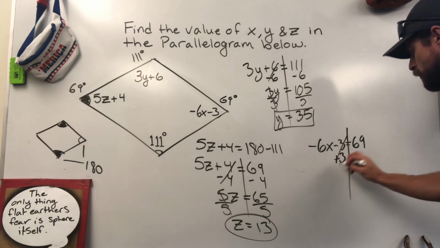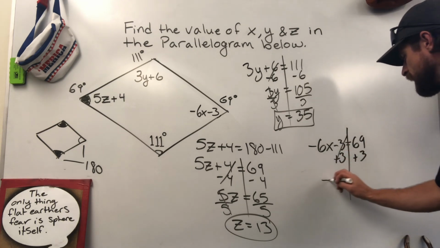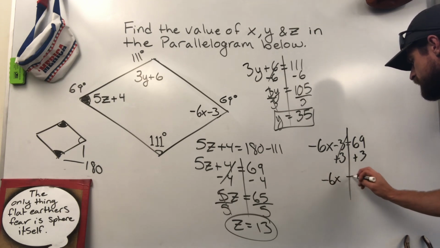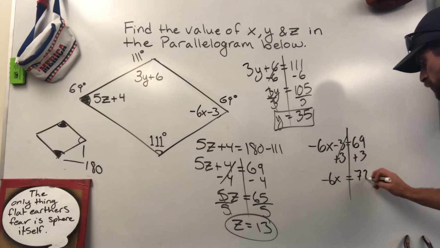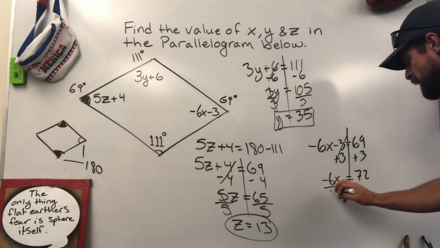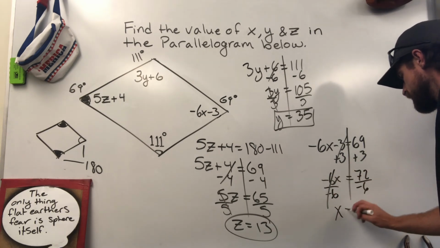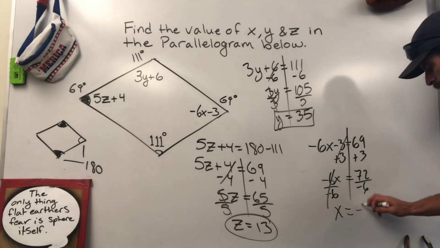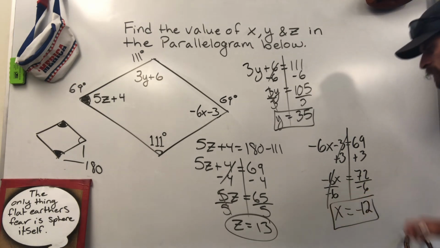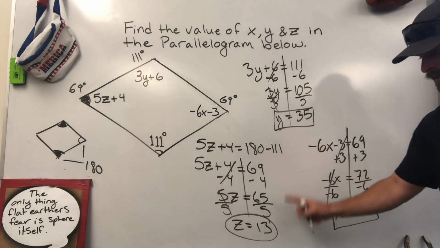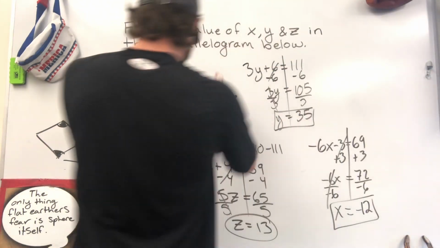Add 3 to both sides. Negative 6x equals 72. Divide by negative 6. Divide by negative 6. X is equal to negative 12. So we've got our x, our y, and our z values. We can go and give our answer.